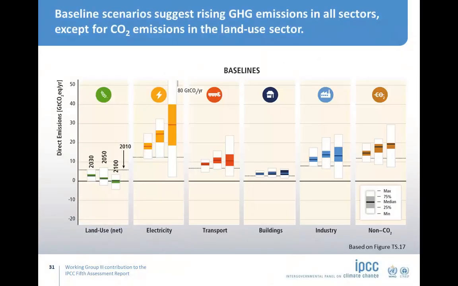Okay, so looking now at the rise in greenhouse gas emissions in all sectors. Let's look at the ones that are interesting to us. We've got buildings here. Predicting an increase in greenhouse gas emissions, but not nearly as great as the electricity production, not as great as industry, not as great as transport, but still significant.